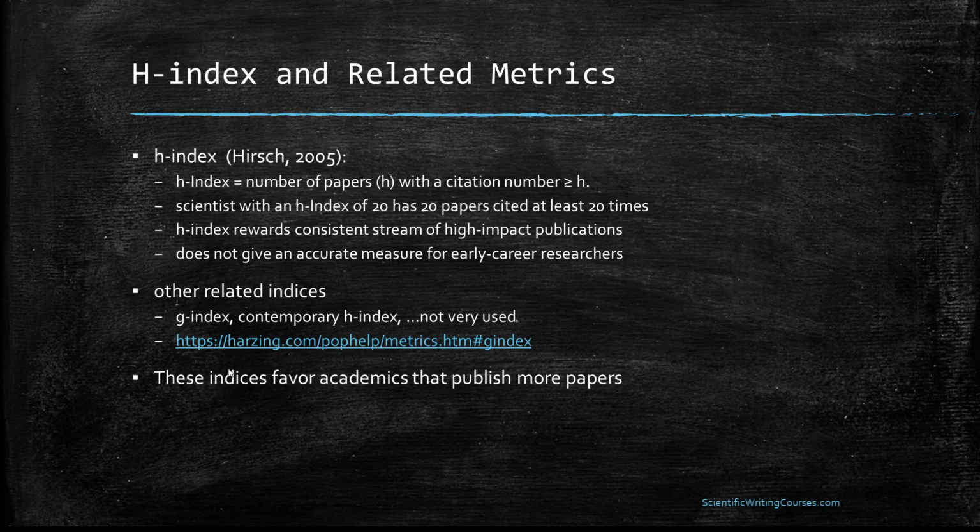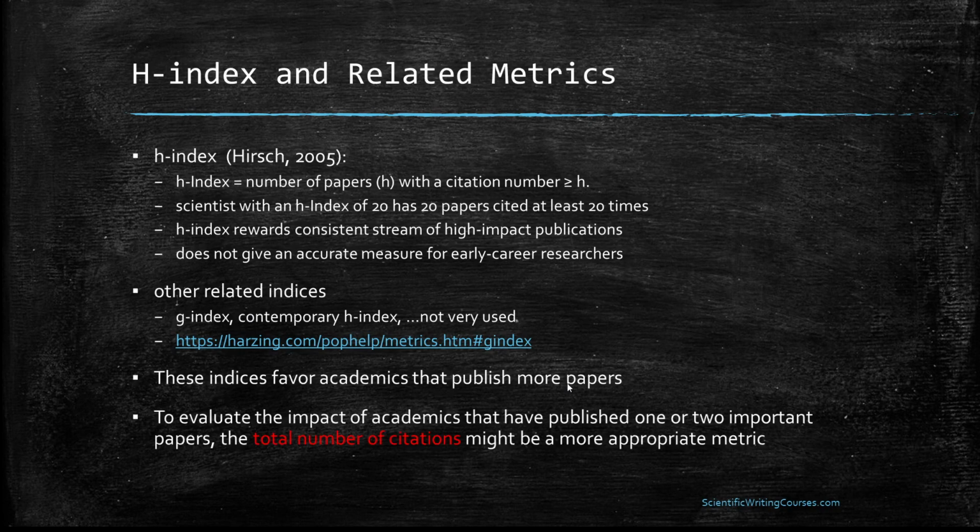Now these indices, it doesn't matter which one, G-index, H-index, favor academics that publish more papers. Some academics publish a lot of papers, and other scientists publish very few papers. So to evaluate the impact of academics that have published one or two important papers, but the rest of the papers have not been that good, the total number of citations may be a more appropriate metric.